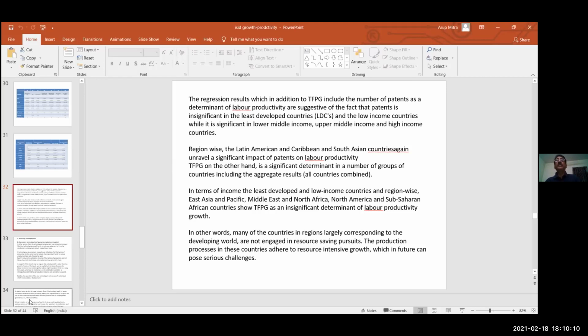So we have repeated this, we have divided the countries as per income also. So one is region wise and also we have done it across different income groups. And in these categories, we are able to see that TFPG is insignificant. In other words, many of the countries in regions largely corresponding to the developing world are not engaged in resource saving pursuits. The production processes in these countries adhere to resource intensive growth, which in future can pose serious challenges.